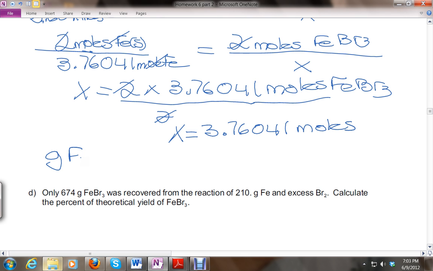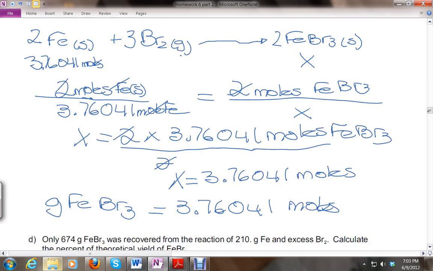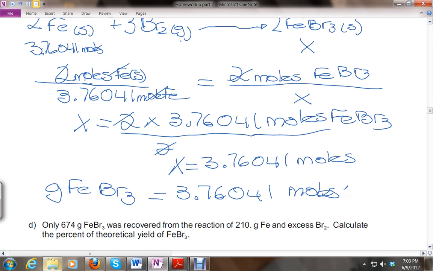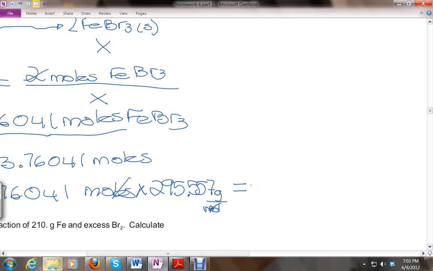Then this you multiply by the molar mass. So the grams of FeBr3, remember the flow chart, is 3.76041 moles multiplied by the molar mass of iron 3 bromide, which is 295.557 grams per mole, and grams per mole cancels out. And remember, this is in 3 sig figs again. So this is going to give you the grams of iron bromide.